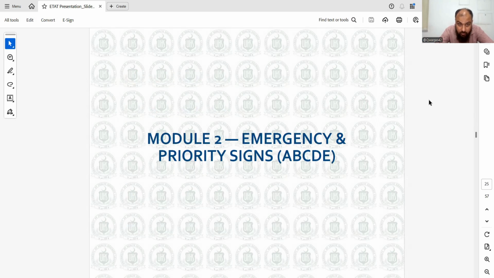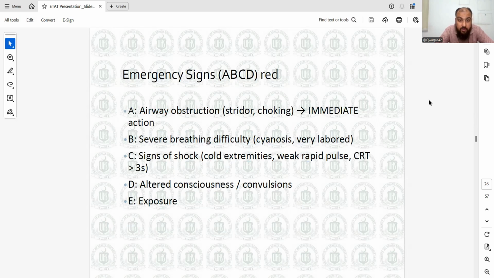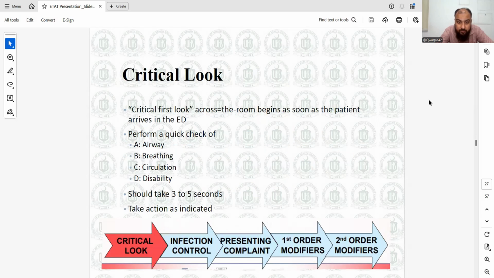Now we move on to module 2, emergency priority signs. ABCD: airway obstruction, stridor, choking, immediate action. Severe breathing difficulty, cyanosis, very labored breathing. Signs of shock: cold extremities, weak rapid pulse, CRT. Altered consciousness, convulsions, exposure.